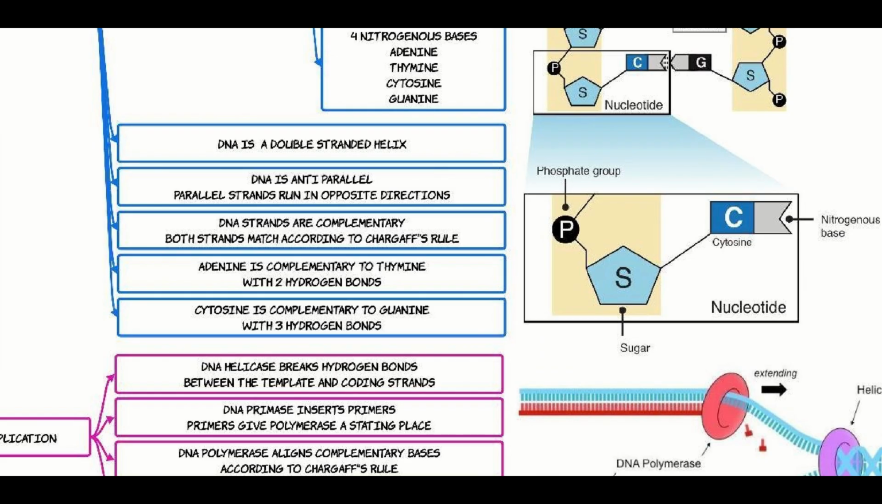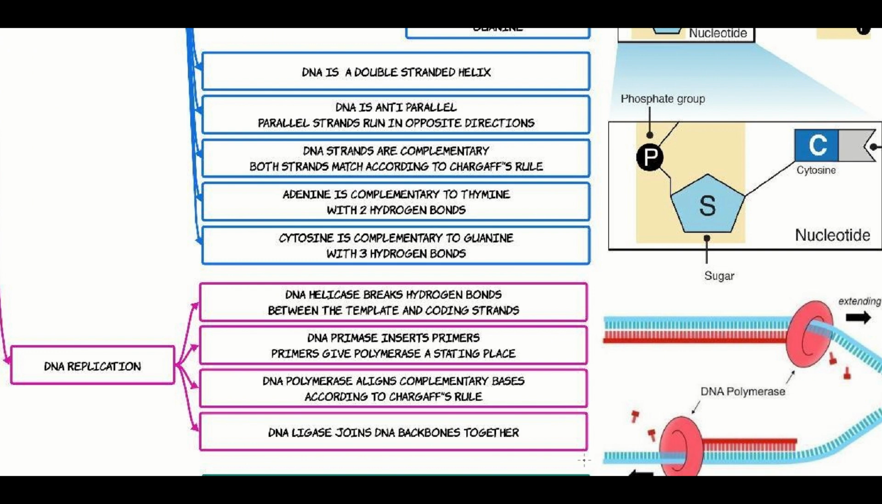Adenine is complementary to thymine, and thymine is complementary to adenine with 2 hydrogen bonds. Cytosine is complementary to guanine, and guanine is complementary to cytosine with 3 hydrogen bonds. Now let's look at DNA replication. You need to know 4 enzymes. DNA helicase breaks the hydrogen bonds between the template strand and the coding strand. DNA primase inserts primers, and the primers give the DNA polymerase a starting place. DNA polymerase aligns the complementary bases according to Chargaff's rule, and then the DNA ligase joins the DNA backbones together.